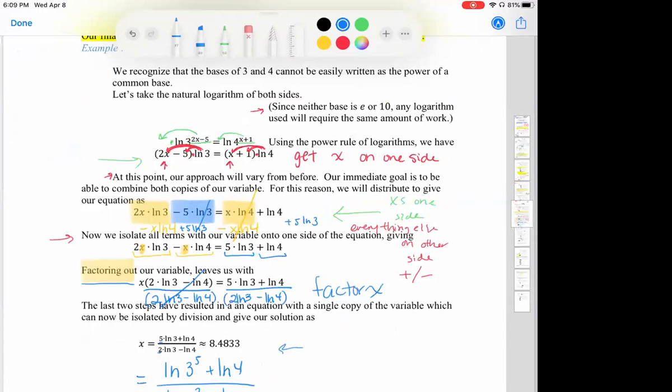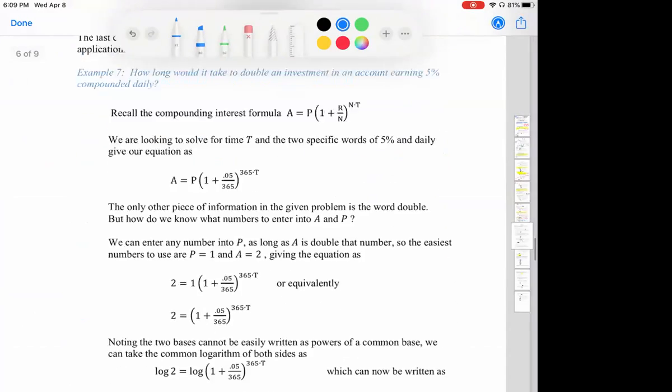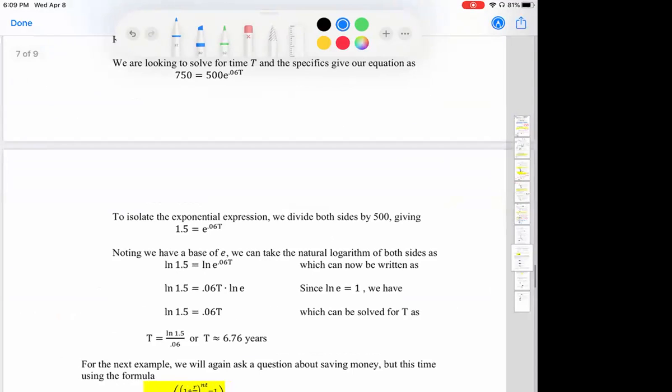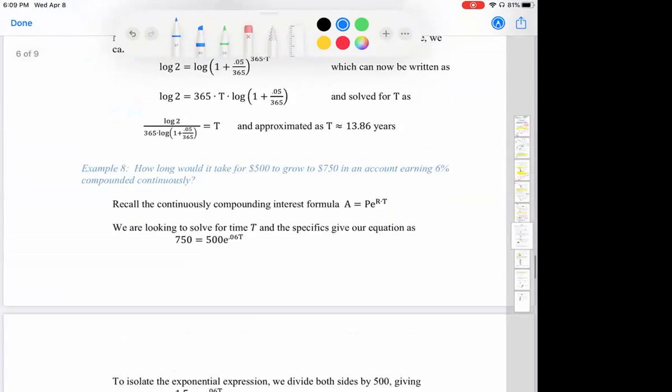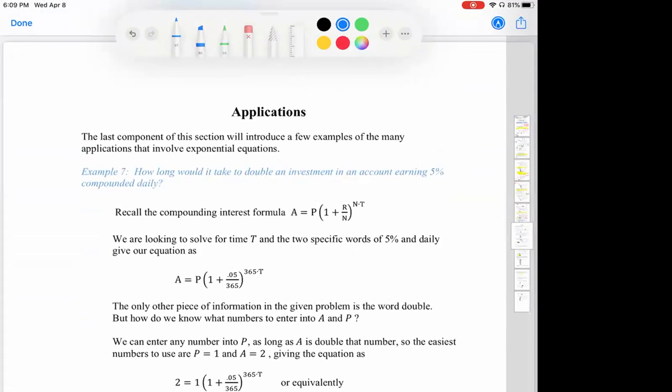We'll do one more like this or a couple problems together before we end our class today, just so we get more practice in. All right, applications. For applications, I'll only do the first example and the rest we can do without. And this is what I said we would skip. All right, applications.